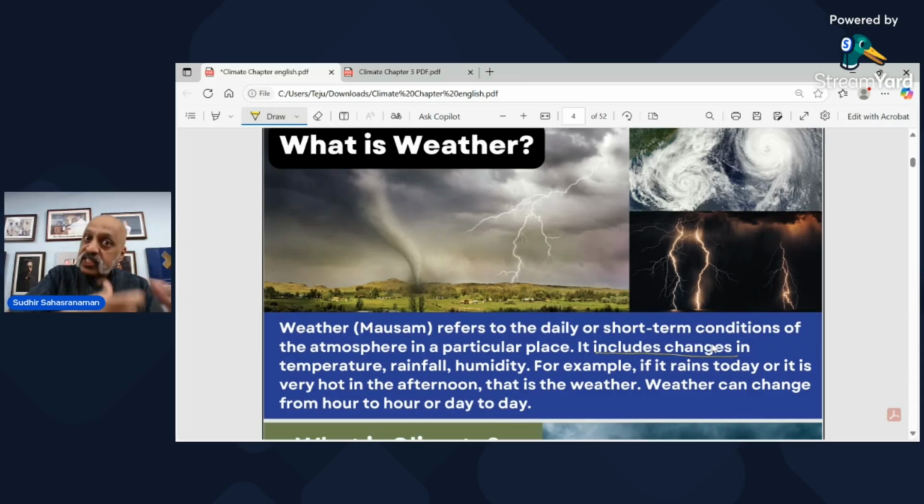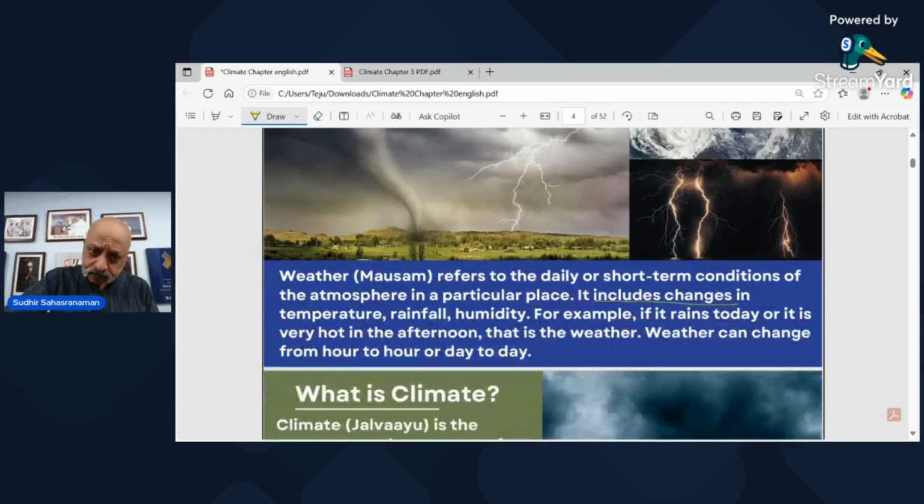So weather can change even from hour to hour. Oh, at 2 o'clock it was so sunny, but now by 5 o'clock, look at the weather. It is pouring now, right? So the weather can change. So weather is really short term. It can be a day, it can be less than a day, it can even be 1 or 2 days. I hope this is clear.